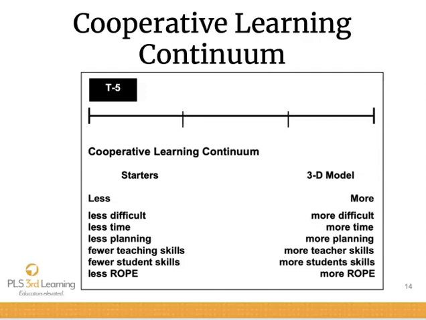Effective use of the 3D model necessitates the use of more rope than do the cooperative starters. Let's look again at the cooperative learning continuum. The farther you move to the right across the cooperative learning continuum, the more rope your cooperative learning groups will need. Remember that rope helps create the structure of groups. Because students will be working together for longer periods of time, they need more structure in the form of rope. We are going to go over the types of rope that you need when you do a 3D lesson. Please turn to page 55, Rope for 3D Model Lessons.